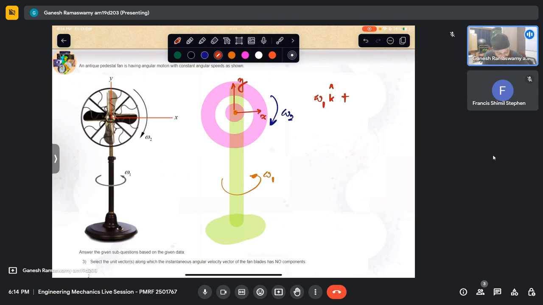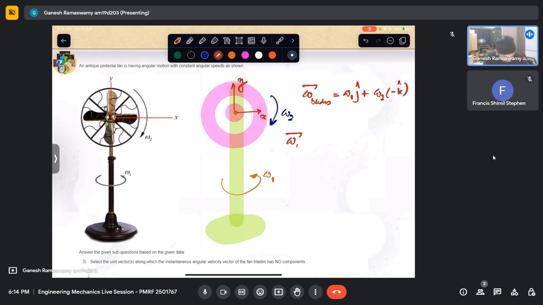So this is omega 1 k cap. Plus then I see that this fan is rotating with omega 2 about minus k cap. Sorry, this will be j. I am so sorry. So the omega of the blades or the hub, whatever you want to call it, it is omega 1 j. It is this omega which has its axis along plus y, which is positive j cap, and then I see that it will be plus omega 2 along minus k cap.